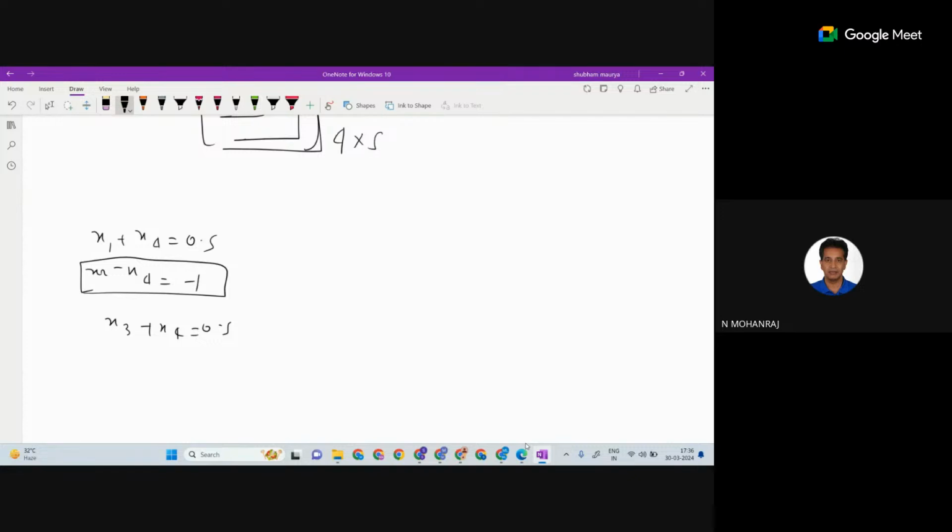This one is 1.5, sir. The third one, X3 plus X4, is 1.5. From these two, we are getting X2 plus X3 is equal to 0.5. X2 plus X3 is 0.5. And X3 plus X4 is equal to 1.5.